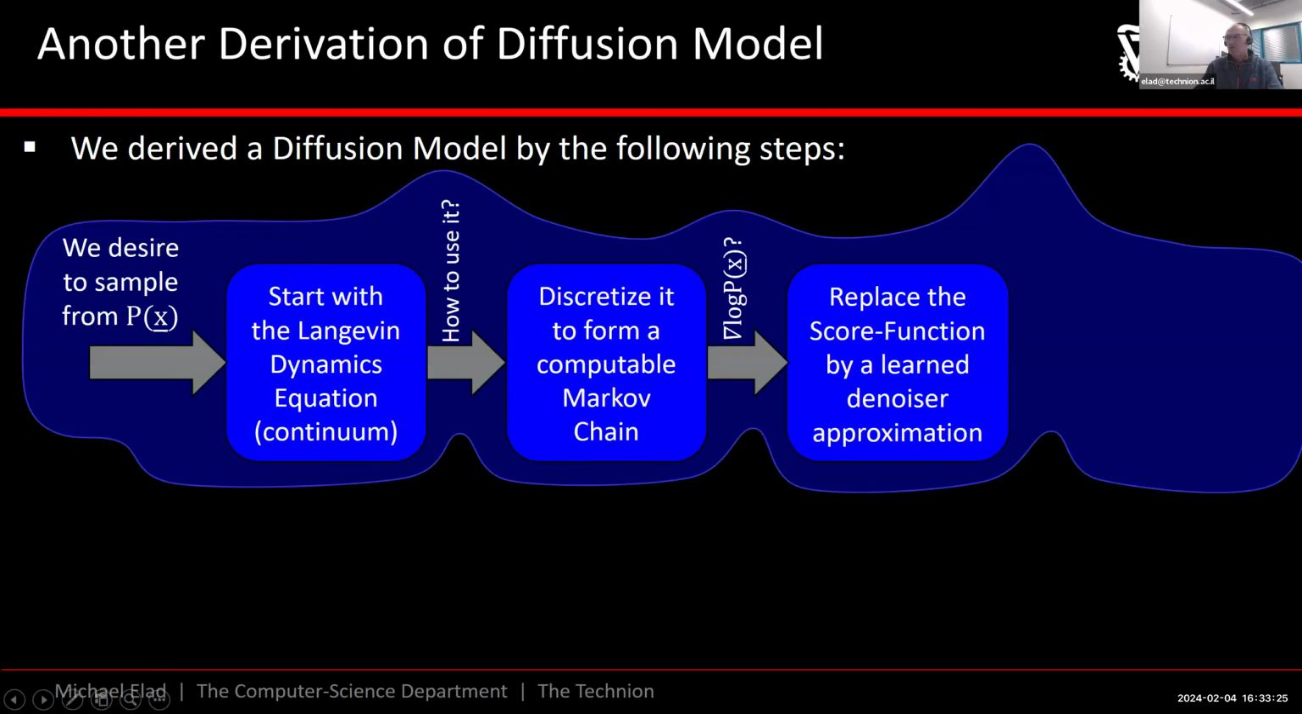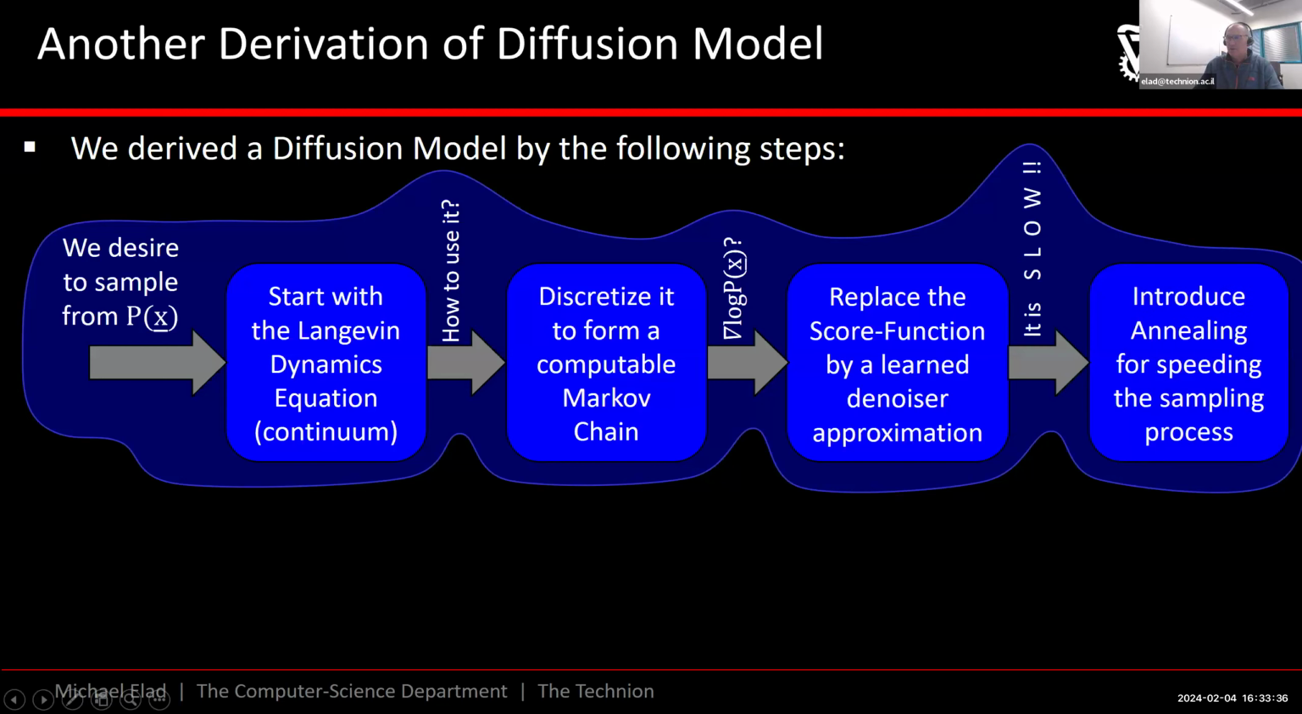And what we did in order to overcome this difficulty is to identify a way of approximating the score using denoisers. One last thing that bothered us is the slowness of this algorithm. It took hundreds of thousands of iterations to converge. And so we came up with the annealing concept, where we start with very blurred version of the PDF and slowly narrow it down as we iterate. This was the path that we did last week.